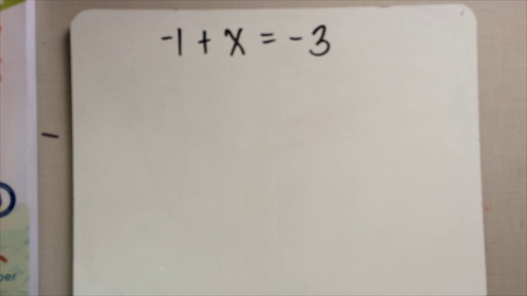All right, here's one for you to try. -1 plus x equals -3. Pause the video, do it yourself. Please use your tiles, and then restart the video and see if we did it the same way.